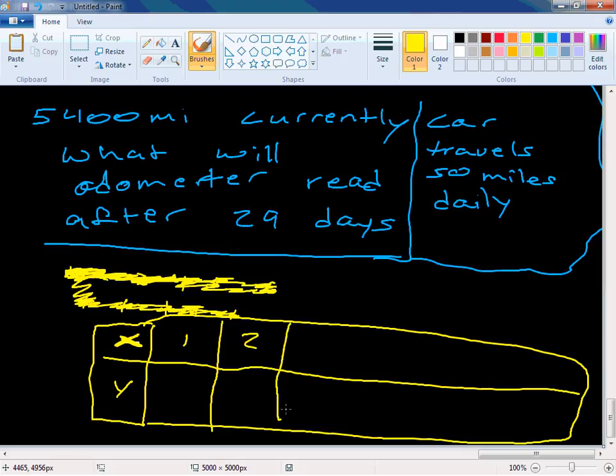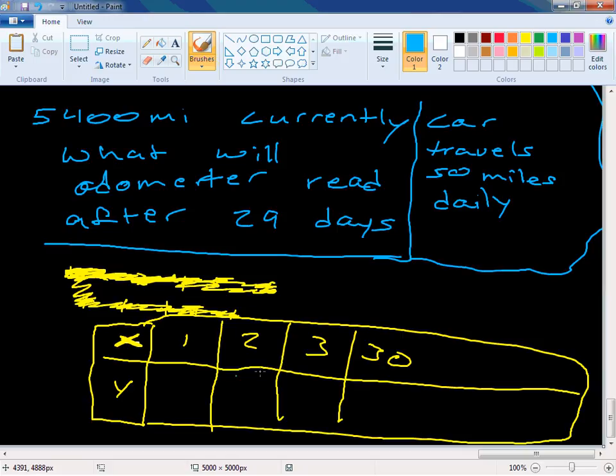2. Then 3. Cool. So then along the line, somewhere I'm going to come across the value of what 29 days later is. Well, if the first day is 5,400, if the first day is day 1, what day is 29 days later? 30, absolutely. So we're looking for the 30th day, not the 29th day, the 30th day.